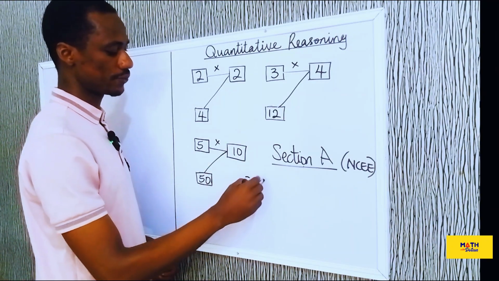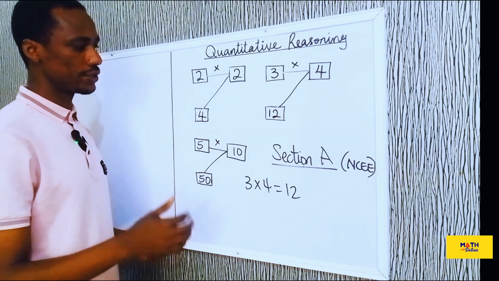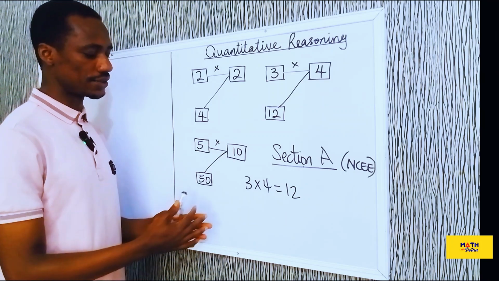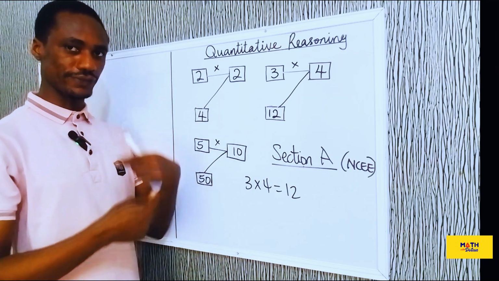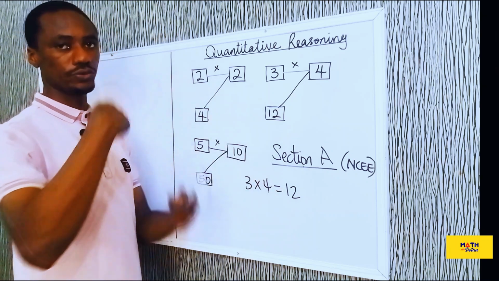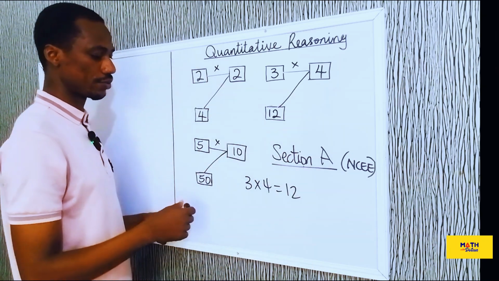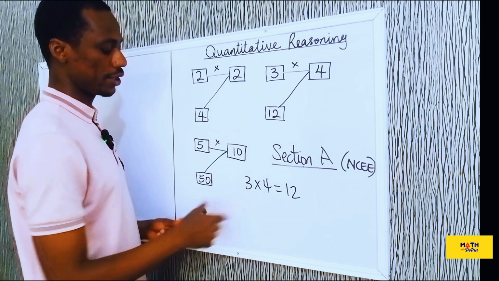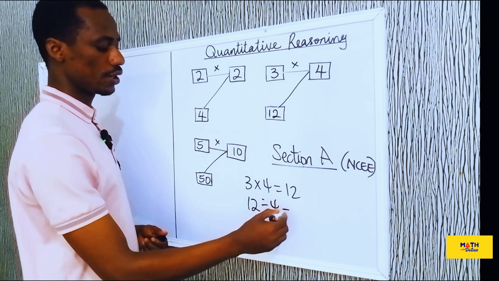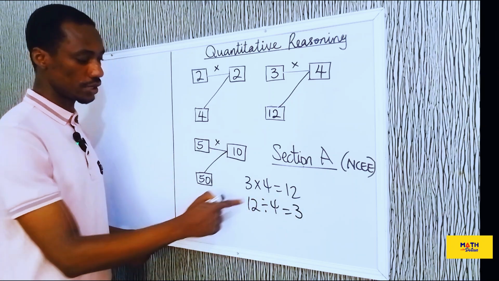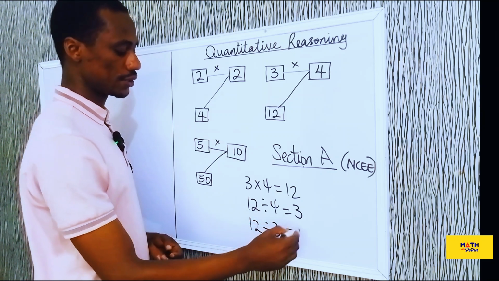I'm going to use the second sample to analyze it. We have 3 times 4 equals 12. One thing we must do in our analysis is to say, what if I'm not given this 4? How do I get it? So I'll do the reverse. I'll start from 12 and move backward. Since I did multiplication going forward, I'll have to divide coming back. For me to get 3, I would have to divide 12 by 4, and I have 3. The same thing, for me to get 4, I'll have to divide 12 by 3, and the answer is 4.